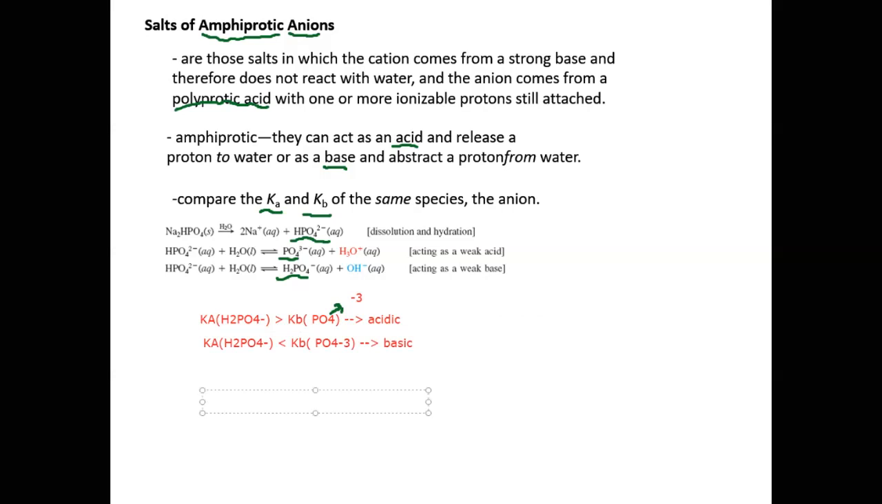So you would do this for examples like potassium bicarbonate. You would look at the Ka of carbonic acid and the Kb of carbonate, and see which one it is greater as, and then you can determine whether it's going to be acidic or basic. Same thing for potassium or sodium bisulfate. You would see what's the Kb of sulfate and the Ka of sulfuric acid. Which one is larger will tell you whether it's going to act as an acid or a base.